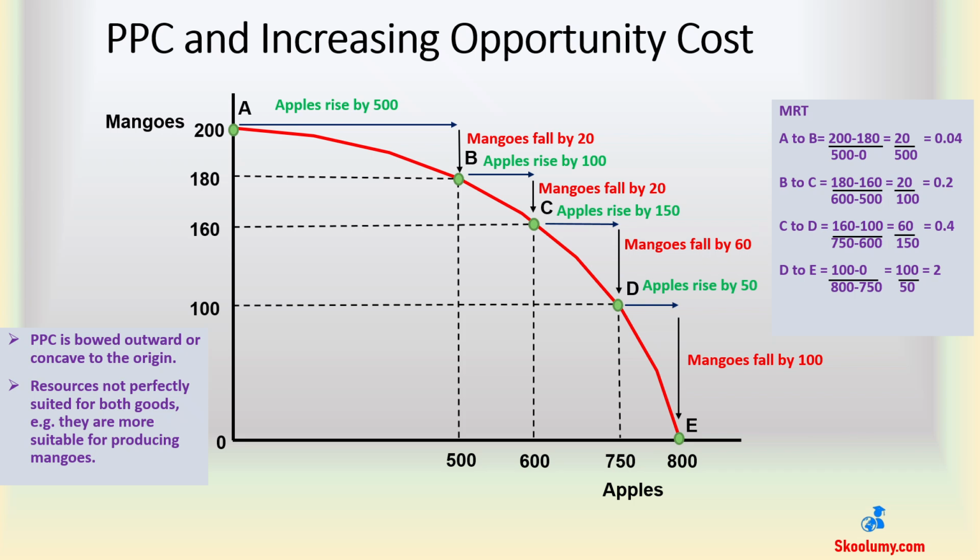Therefore, the PPC is bowed outward or concave to the origin. The amount of one good to be given up, or opportunity cost, is increasing. This happens when resources are not efficient in producing both goods. For example, they are more suitable for mangoes, not apples, making the opportunity cost to rise. The resources that are less specialized in producing the apples are being used. For instance, the workers that are more qualified for mango production are used to produce apples.